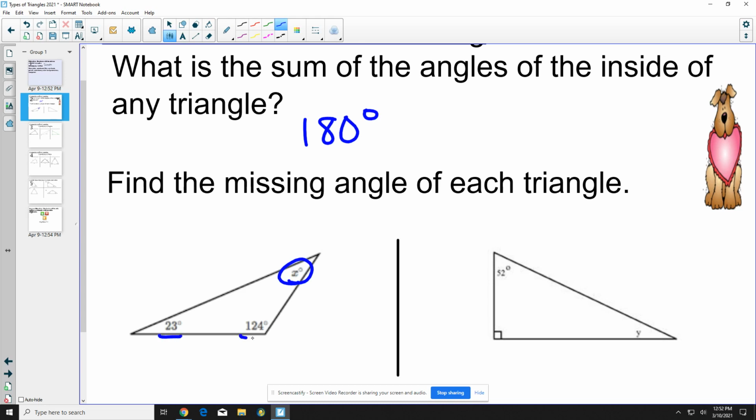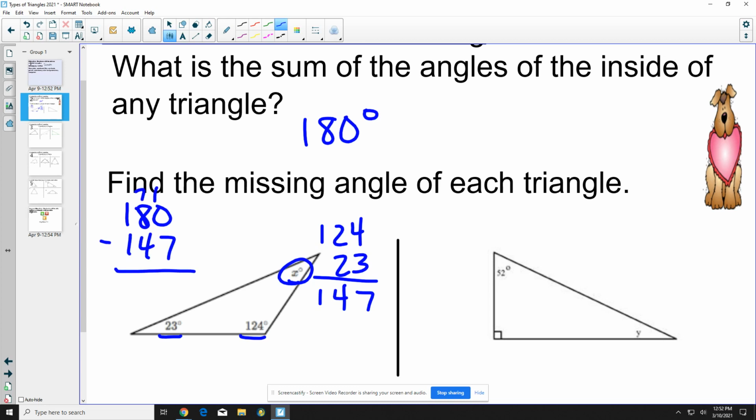So in this first triangle, if I was asked to find x, and they give me one angle is 23 and the other is 124, what I would do is add 124 and 23. That totals 147. But all 3 angles are going to add up to 180. So I would subtract 147 from 180, and I would find out that this missing angle would be 33 degrees. So all angles of a triangle always add up to 180.